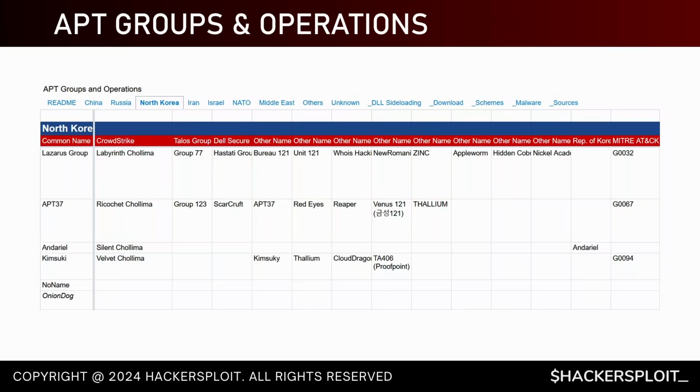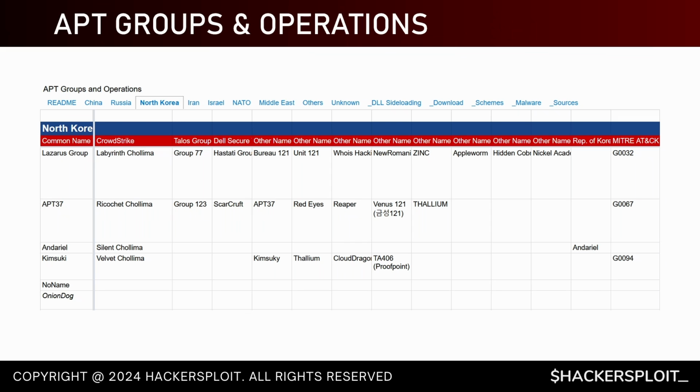And this is what the spreadsheet looks like. You can see it's primarily organized based on geographic regions. So you have China, Russia, North Korea, Iran, Israel, NATO, Middle East, others, unknown, and we'll go through it shortly.